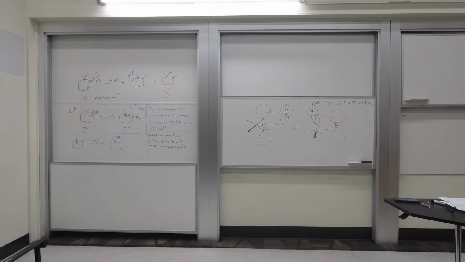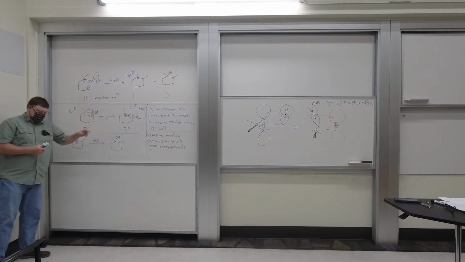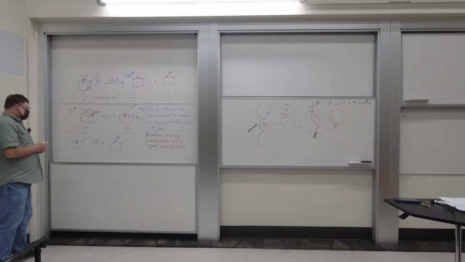So draw a mechanism for that. All right, so this is the same tertiary cation as up here, and that's going to give us the cation.